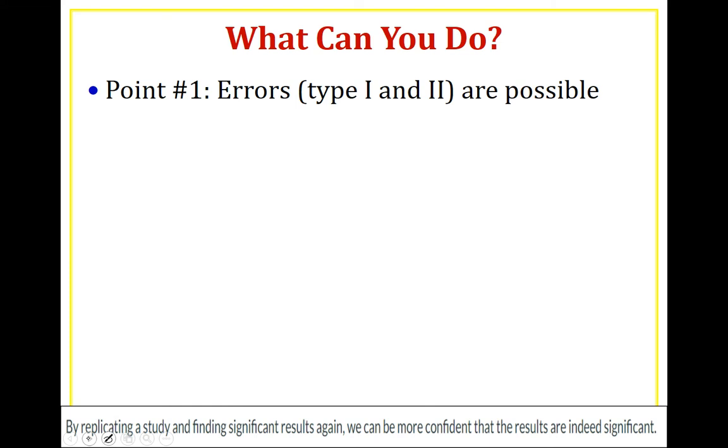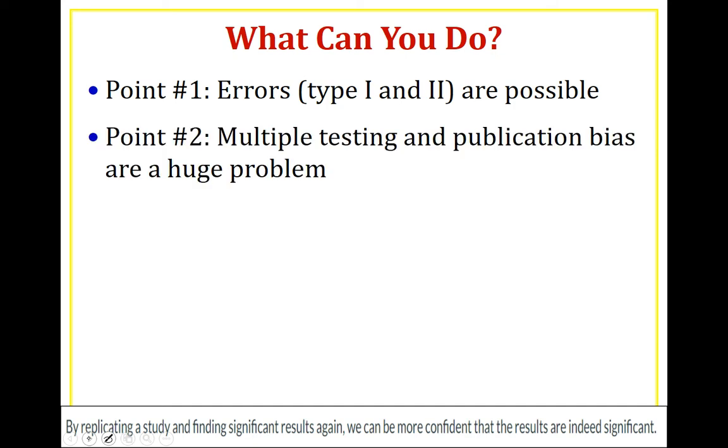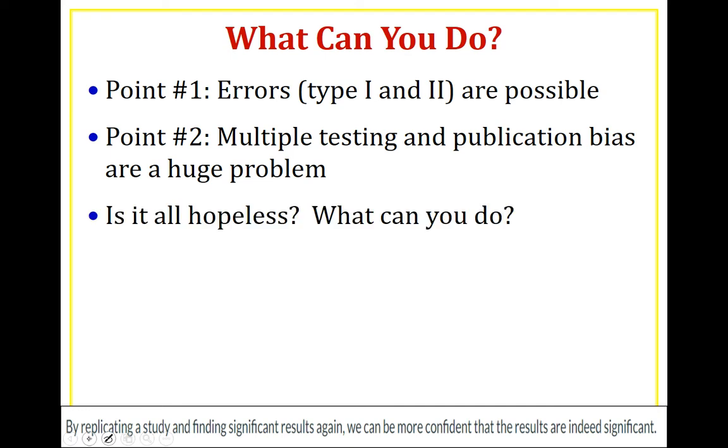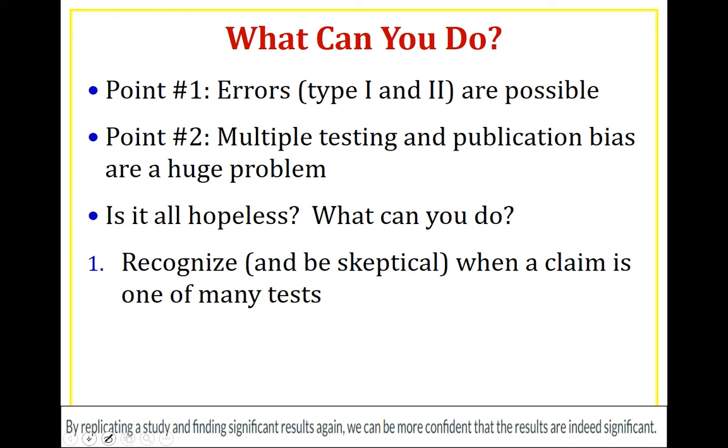So what can you do? First of all, errors of type 1 and type 2 are possible. You have to know that. Multiple testing and publication bias are a huge problem, reporting only the things which are significant. Is it hopeless? Well, no, not really. You can recognize and be skeptical when you see a claim. Don't believe just one test. Look at all of the tests.